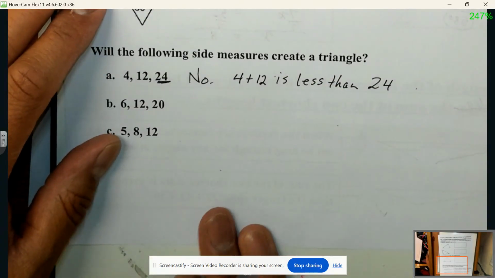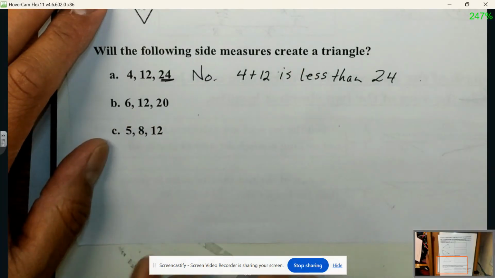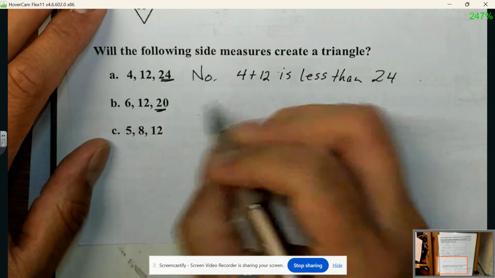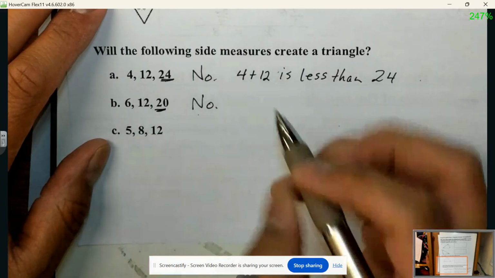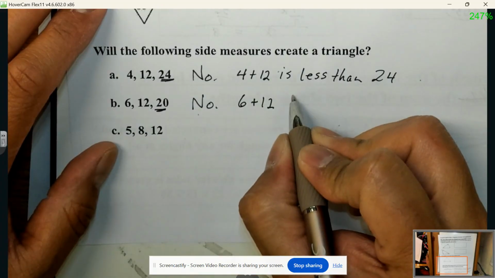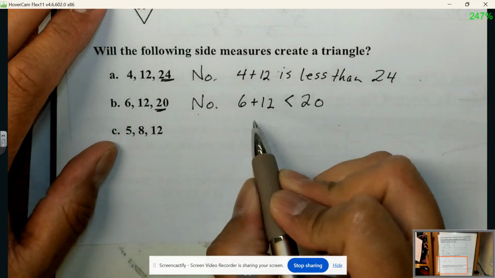Okay, and then look at the next one. We have 6, 12, and 20. Can those be the sides of a triangle? Okay, and here's the longest side. The answer again is no, these can't, because 6 plus 12 is less than 20, right? This is 18.